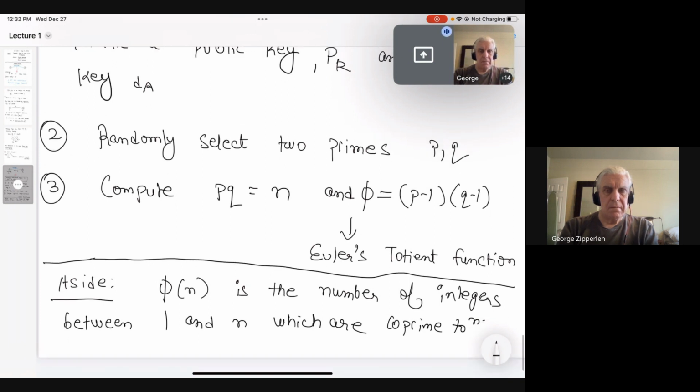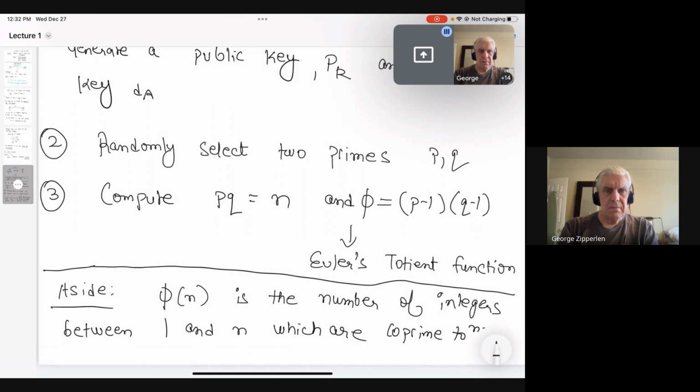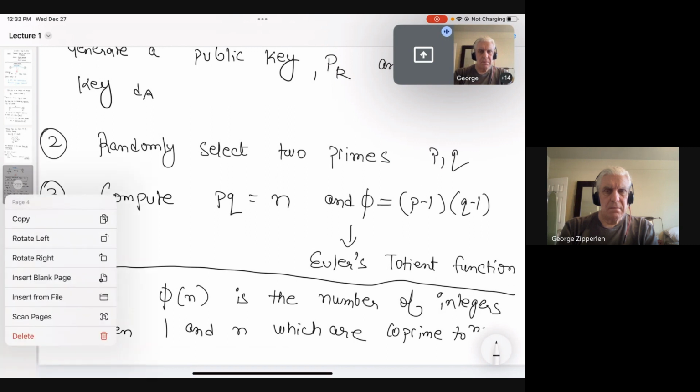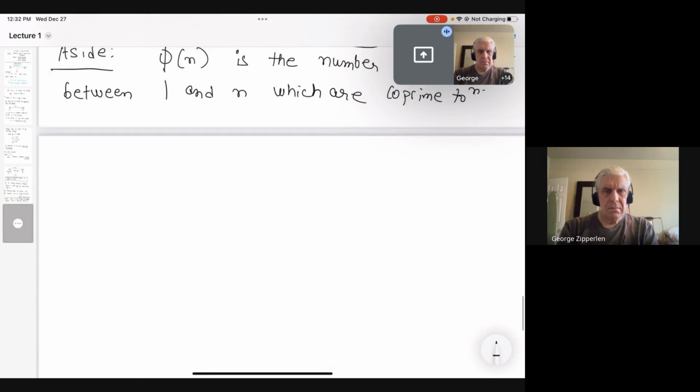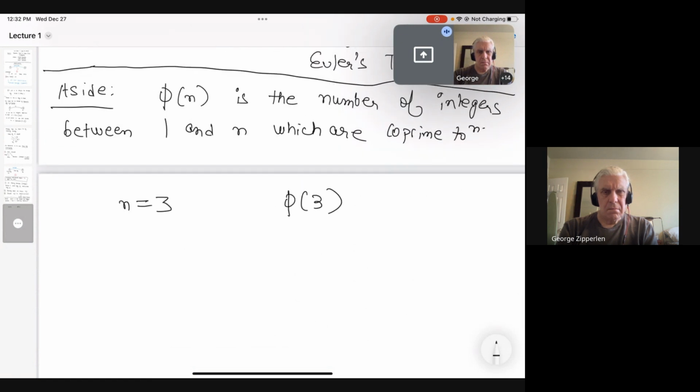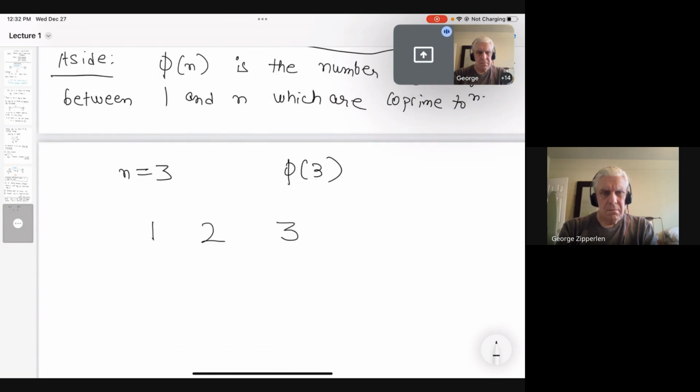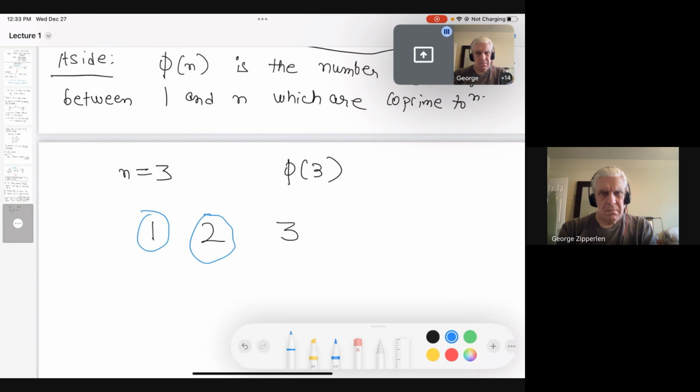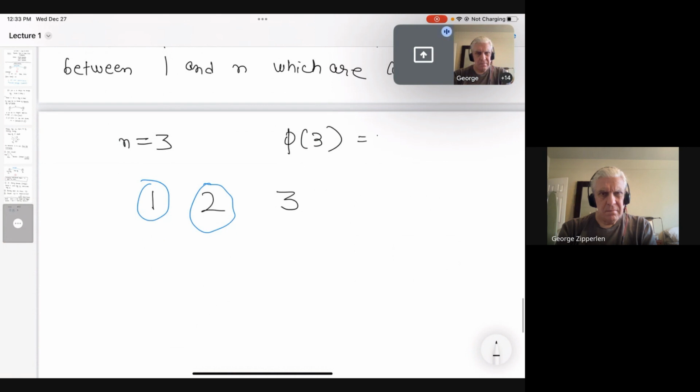By co-prime, I mean that they do not share any prime factors, right? Or when you're trying to take the GCD, it will be 1. So just to give an example, let's say my n is 3. So what is phi of 3? I look for all the numbers between 1 and n, so 1, 2, and 3, which are co-prime to 3. Which of these things qualify? Well, obviously 1 is co-prime to 3 because 1 and 3 do not share any common factors except 1. 2 and 3 do not share any common factors. And 3 doesn't qualify, because 3 obviously shares prime factors with 3. So phi of 3 is just 2.